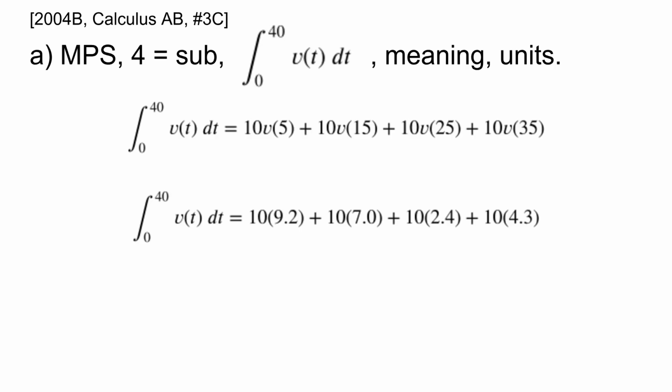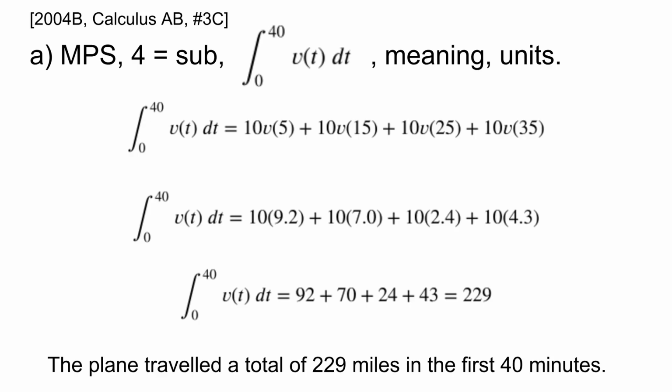That would be equal to 10 times 9.2 plus 10 times 7.0 plus 10 times 2.4 plus 10 times 4.3. Thankfully, these are all by 10, so we get 92 plus 70 plus 24 plus 43. Easy math here, 229. This result means that the plane traveled a total of 229 miles in the first 40 minutes.